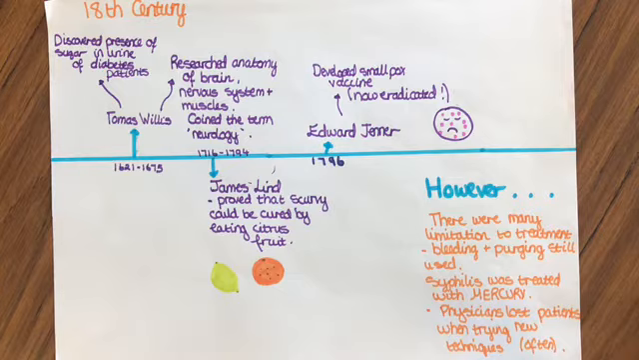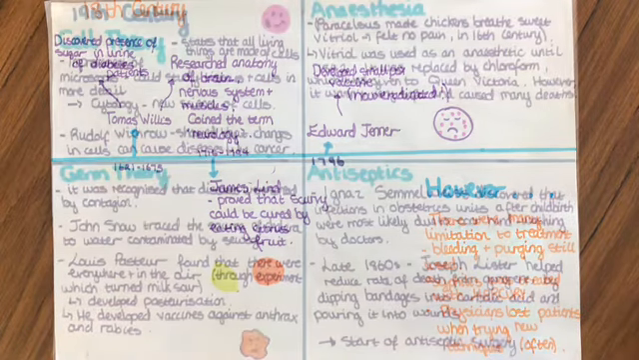Syphilis was treated with mercury, which is extremely toxic, and physicians lost patients when trying new techniques. An example that we can give of poor treatment was by King Charles in this century, and when he became ill, they actually let 34 ounces of his blood, and also induced vomiting, and this eventually led to his death.